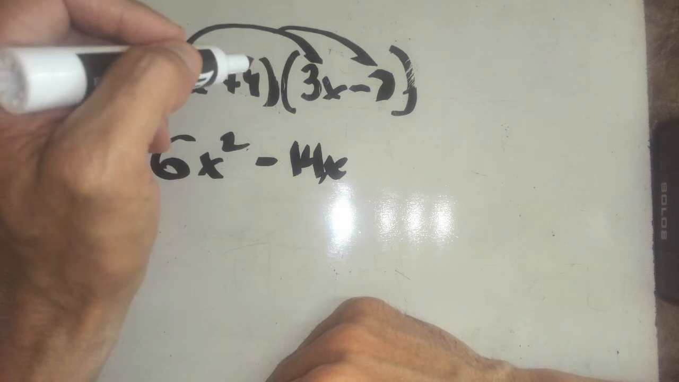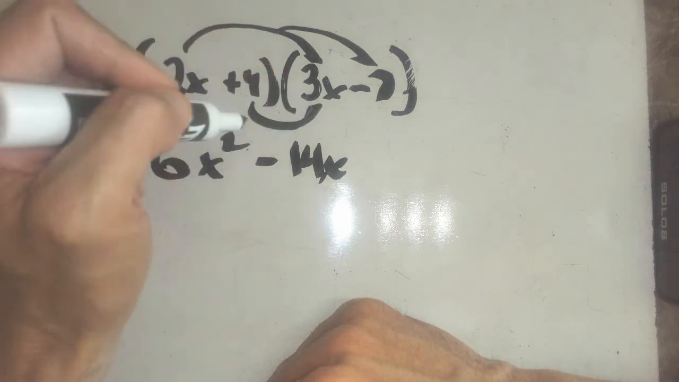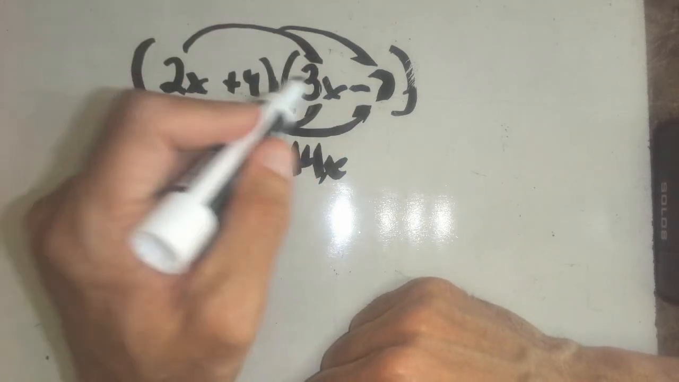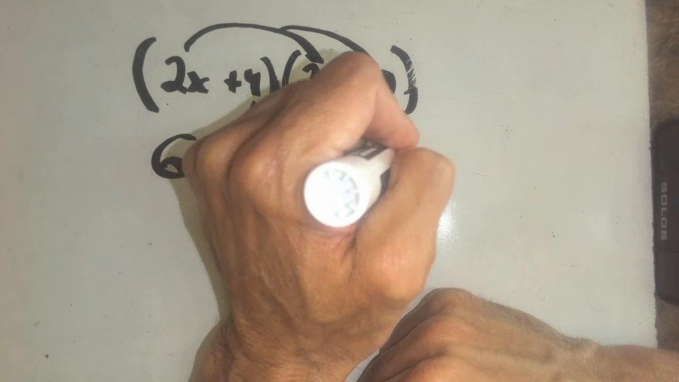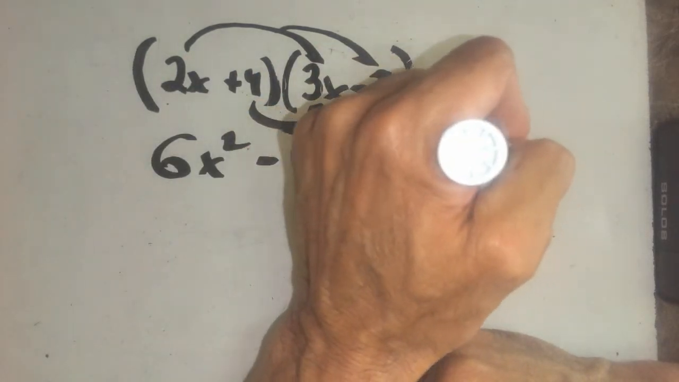Now I'm going to take the 4 and do the same thing. Sometimes I like to write it underneath, so I don't get confused with all these arrows. So I'm going to take the 4 and multiply it by the 3x, and then multiply it by negative 7. So 4 times 3x is 12x. 4 times negative 7 is negative 28.